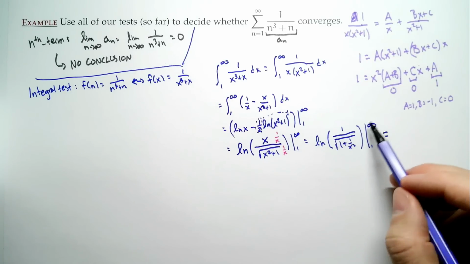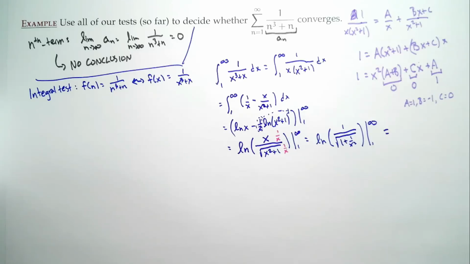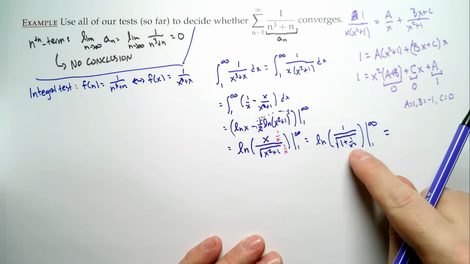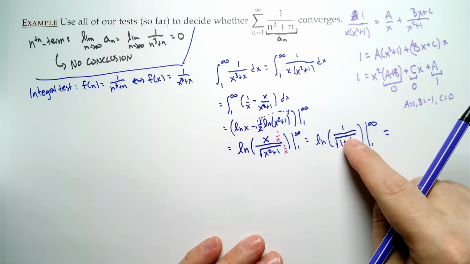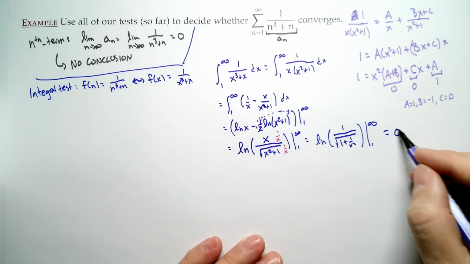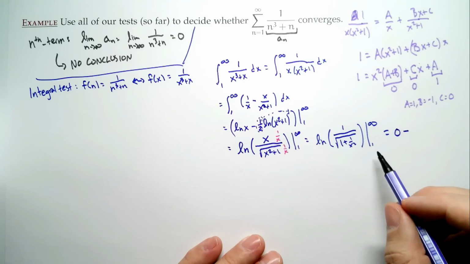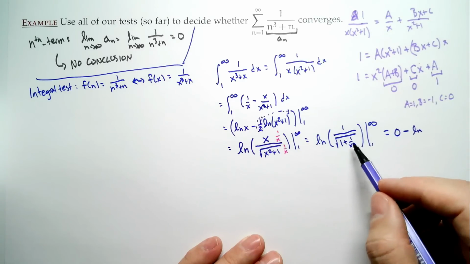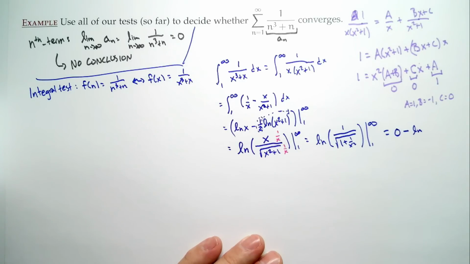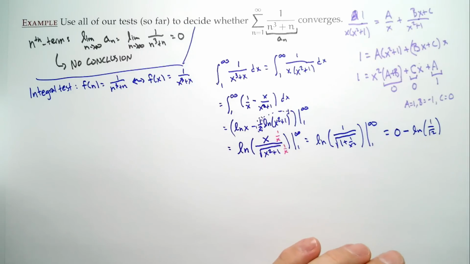Now I can plug things in. As we plug in infinity, in other words, what happens to our expression as x gets bigger and bigger? Well, the only place x shows up is right there. That's going to make that term go to 0, which means we're going to get log of 1, which is 0. Then subtract what we get when we plug in 1. Well, we're going to get log of 1 over the square root of 1 plus 1, so log of 1 over square root of 2. Now, do I care about the value? No, not important. What do I care about? The fact that it's a finite value.